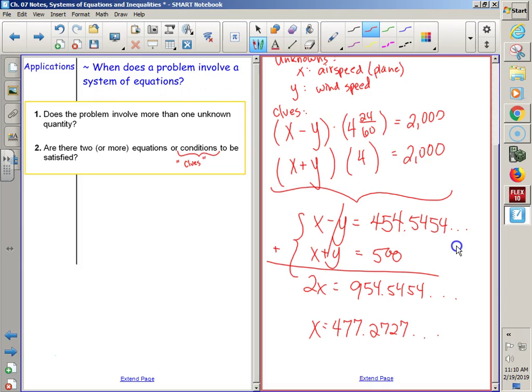2 goes into 9 2 times, carry the 1, 15, that's 7 times, carry the 1, 14, that's 7 times. 2 goes into 5, 2 times, 14, 7, 2 times 7. Yeah, I think that's good, right? Long division in my head.